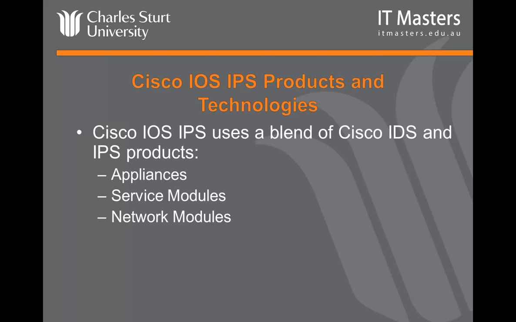Okay, so what we're saying is, because you can buy appliances, which are a specific piece of hardware that's either IDS or IPS. You can also buy service modules, which are the modules that click into your routers, or network modules, which are the big ones that click into your routers, the full slot width, while service modules are the little ones. So you can pop those into your existing routers and add that IPS functionality on top.